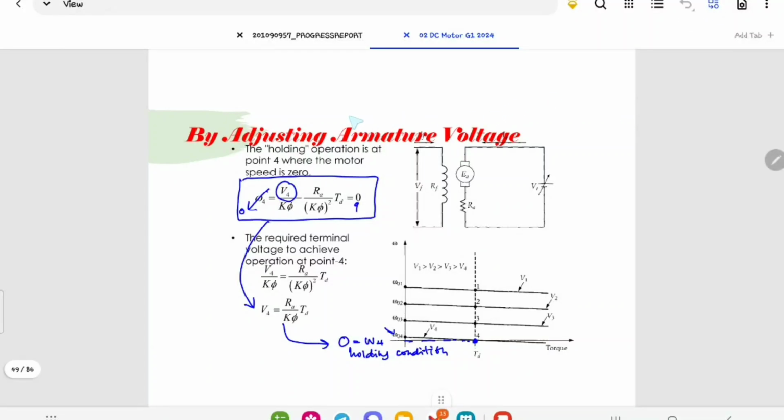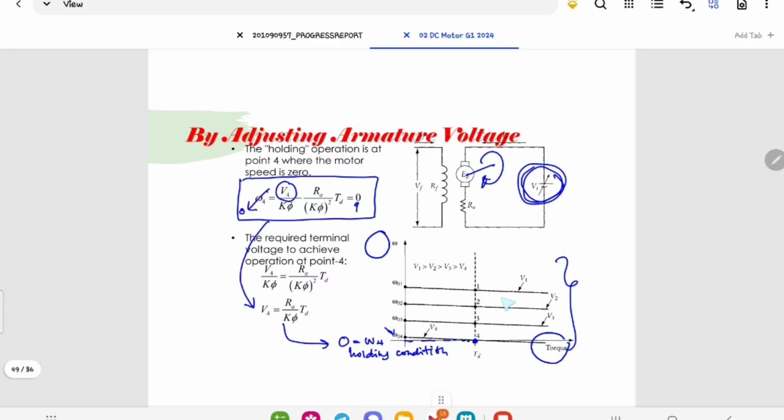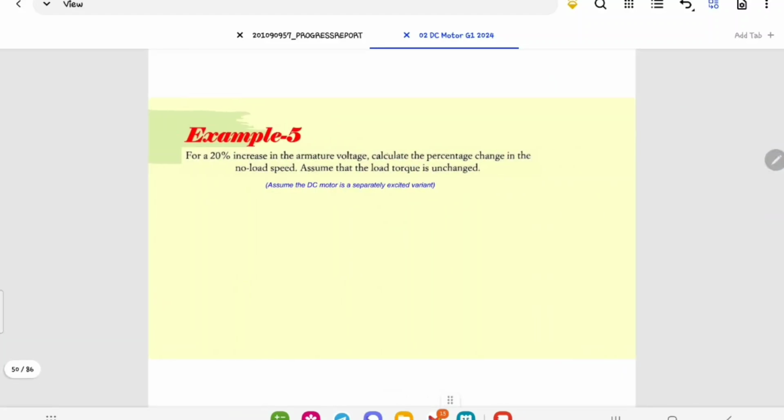Good day to everyone. From the previous lesson, we already went through speed control by adjusting armature voltage. When we adjust this armature voltage, what would happen to our motor speed? It can be seen that it will affect the characteristic of the speed versus torque, giving you a parallel characteristic of each slope at a different initial speed. So now let's proceed with example 5 to enhance your understanding.